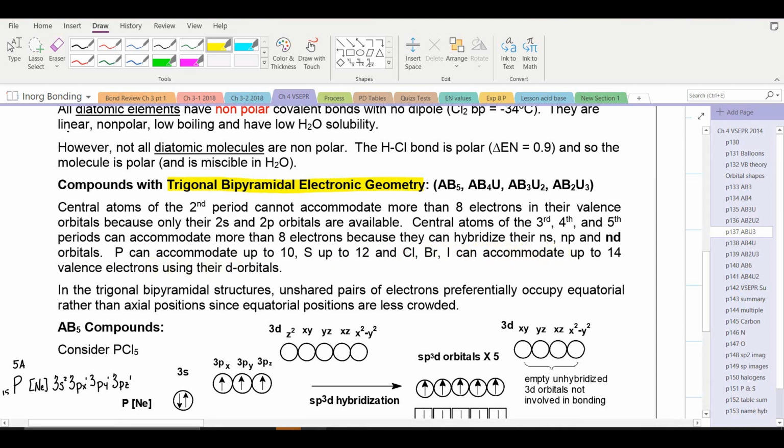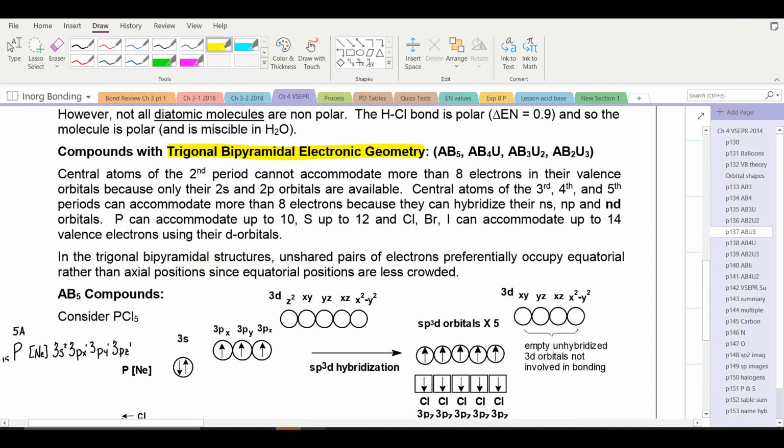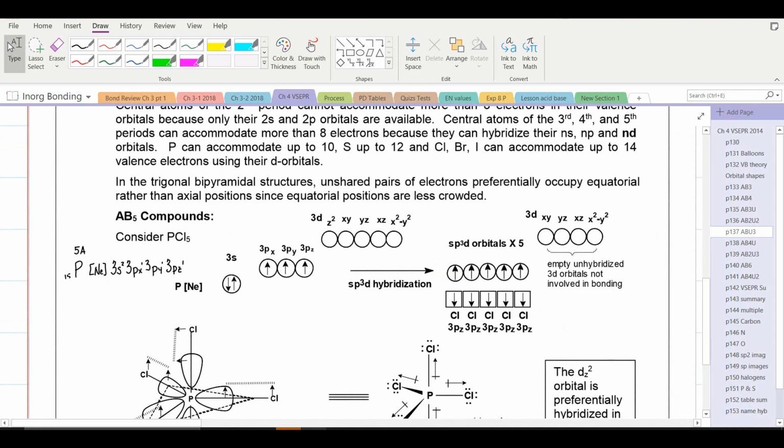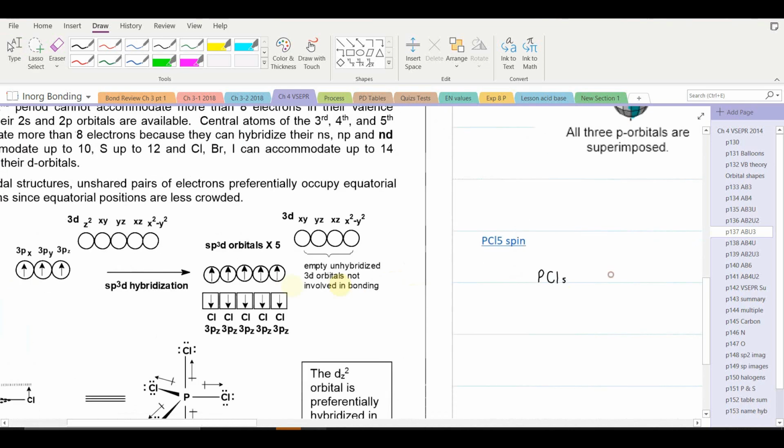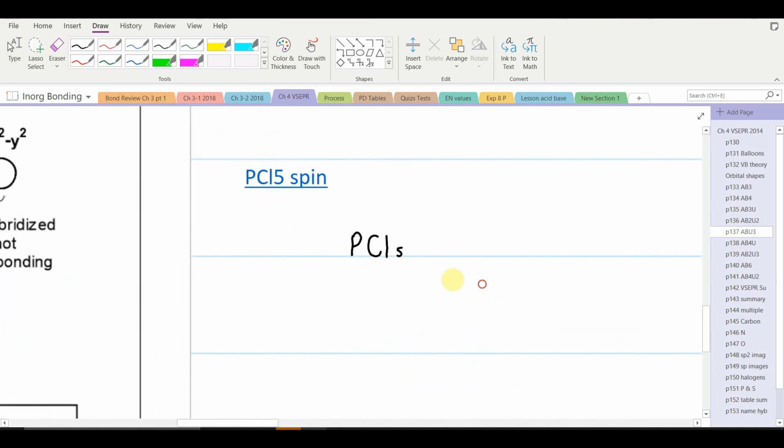Recall also that in the triangular bipyramidal structure, the unshared pairs of electrons will preferentially occupy the equatorial rather than axial positions, because equatorial positions are less crowded to make room for these unshared pairs of electrons that take a little more space. I'm going to suggest we start by drawing the structure of PCl5, phosphorus pentachloride.